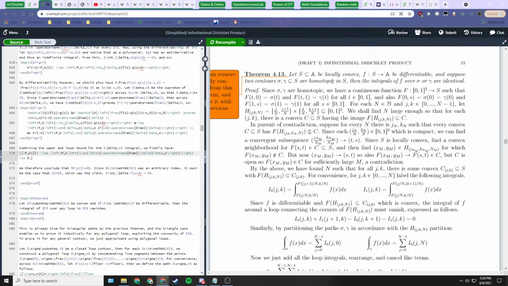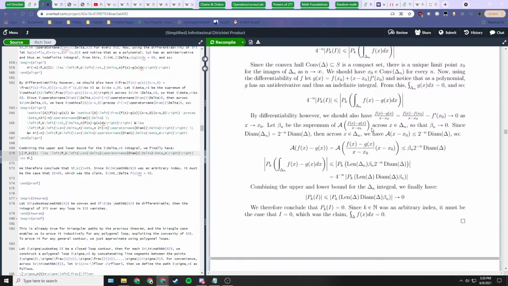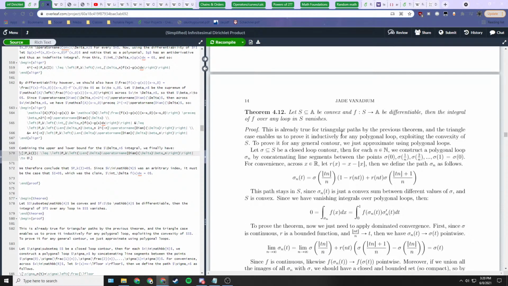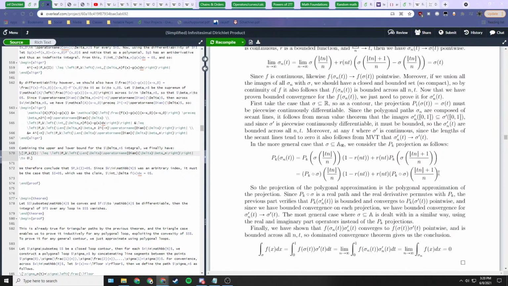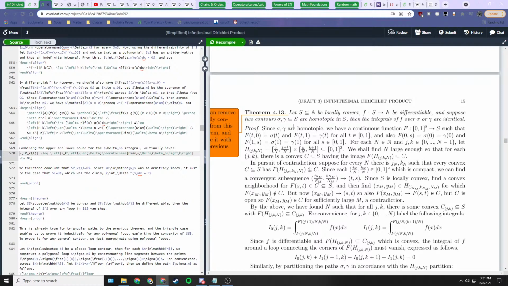I'm probably going to come back to this in some other stream, but I just wanted to point out that it might be possible to merge these theorems. We had 3 different theorems about this idea. We went through triangular loops, and then we used that to prove the same thing for general loops in a convex set, and then we used that to prove the general homotopy condition for integration, that homotopic contours have the same integral for a differentiable function. I think it might be possible to merge these. We'll do that at a future date.